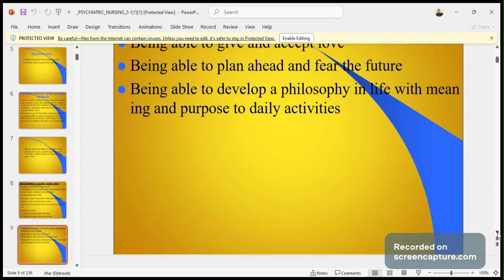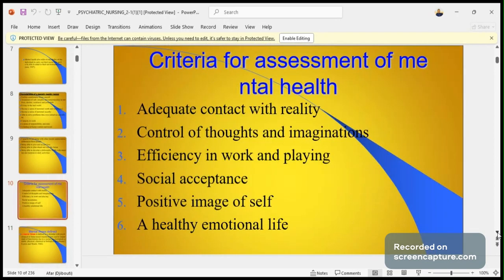Away from that, let's check on the criteria for assessment of mental health. How will you know that somebody is not healthy mentally? First of all, we check on adequate contact with reality. There are people who have lost it all in reality in a way that they will tend to even take half of the day sleeping because they don't want to wake up. Reality is like rebuking them. They have already rejected it. Some of them even make peace with death. Normally, if it reaches a point where you make peace with death, that is now the terminal end of everything.